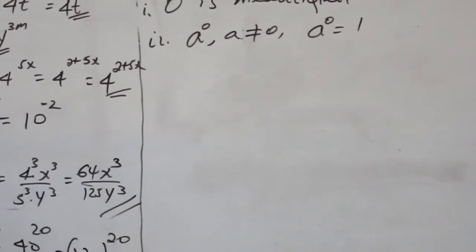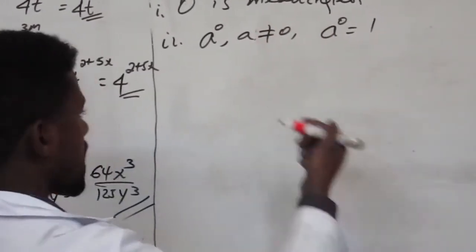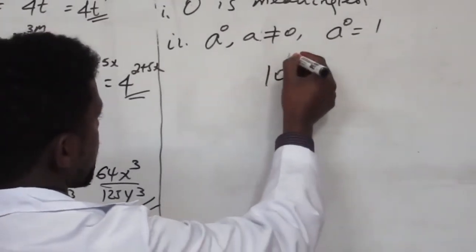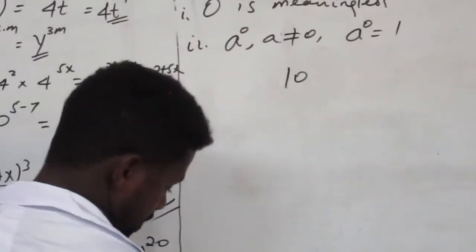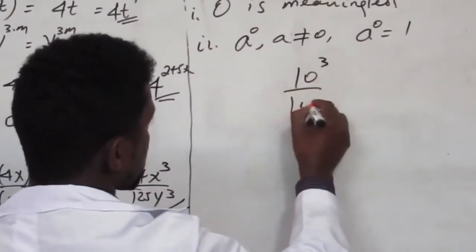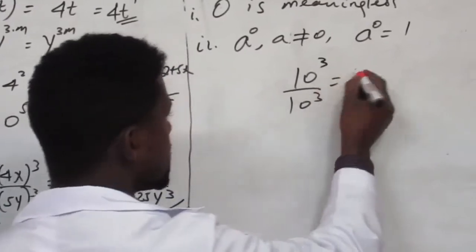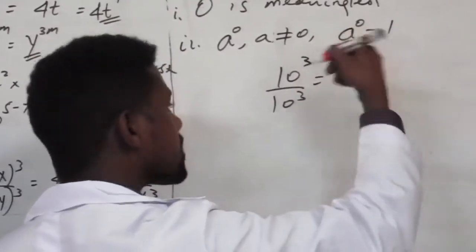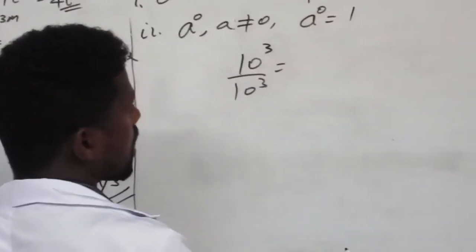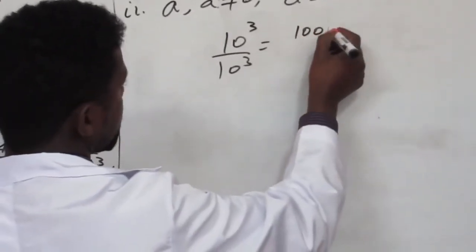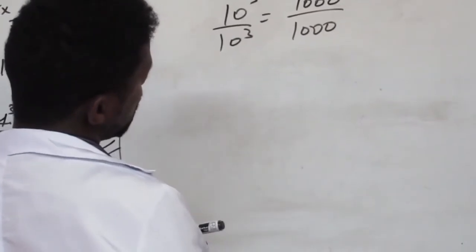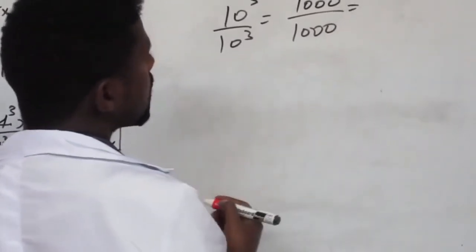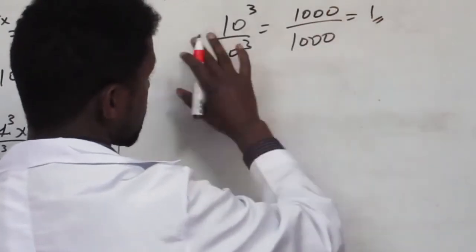Always 1. To prove this one, we can use practical examples. For example, let's make it simple: 10 to the power of 3 divided by 10 to the power of 3. You know that 10 to the power of 3 is 10 times 10 times 10, which is 1000, right? 1000 divided by 1000, which is equivalent to what? 1, yes? Right. This is obvious, this is true.